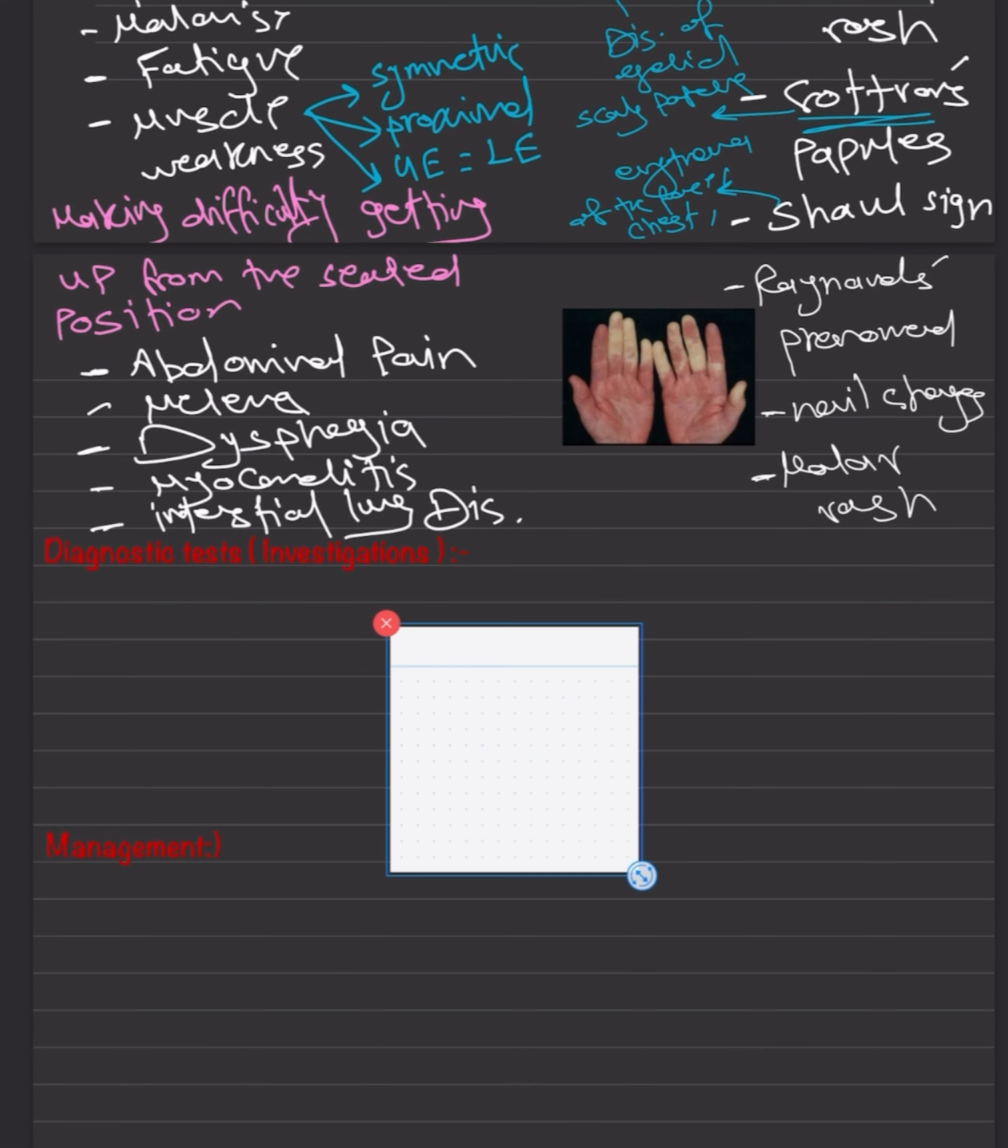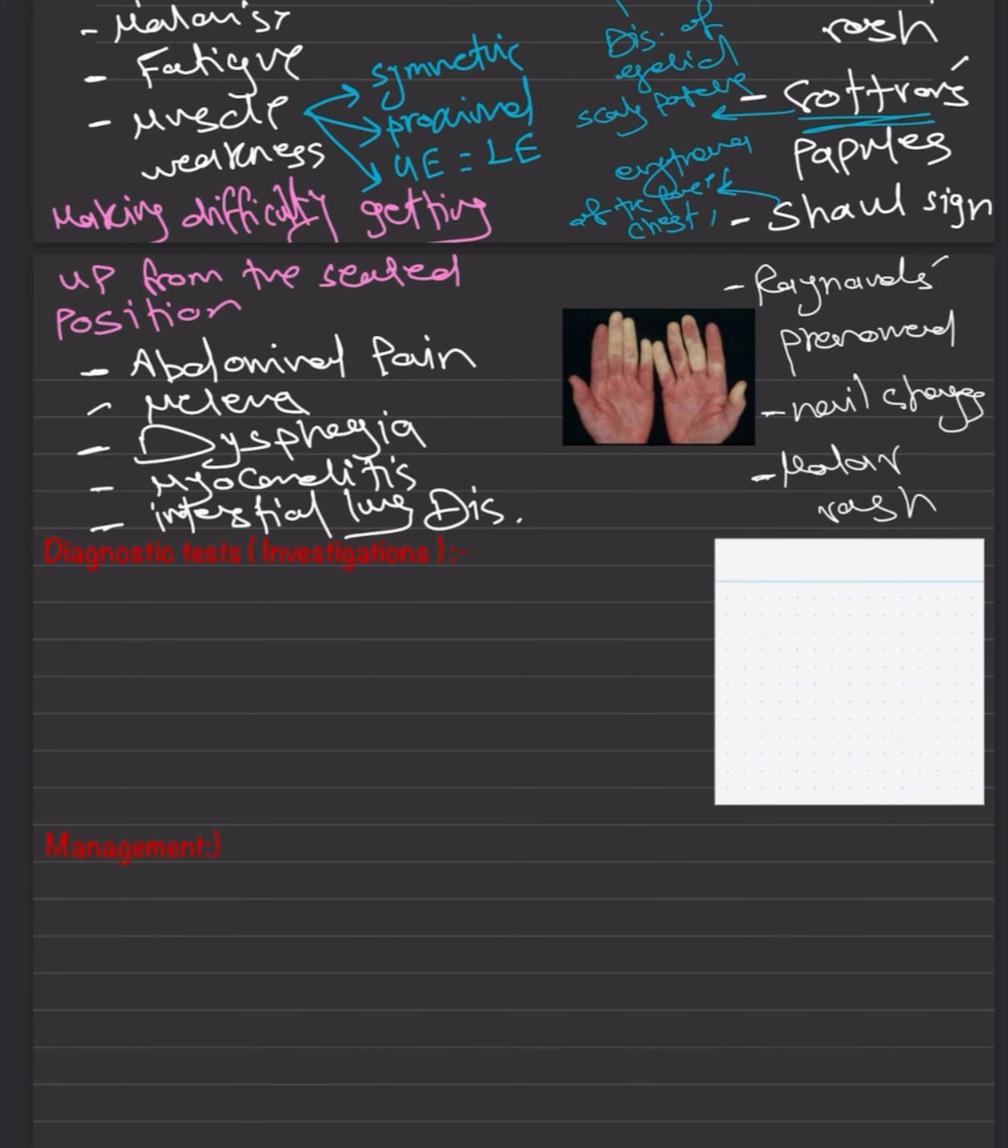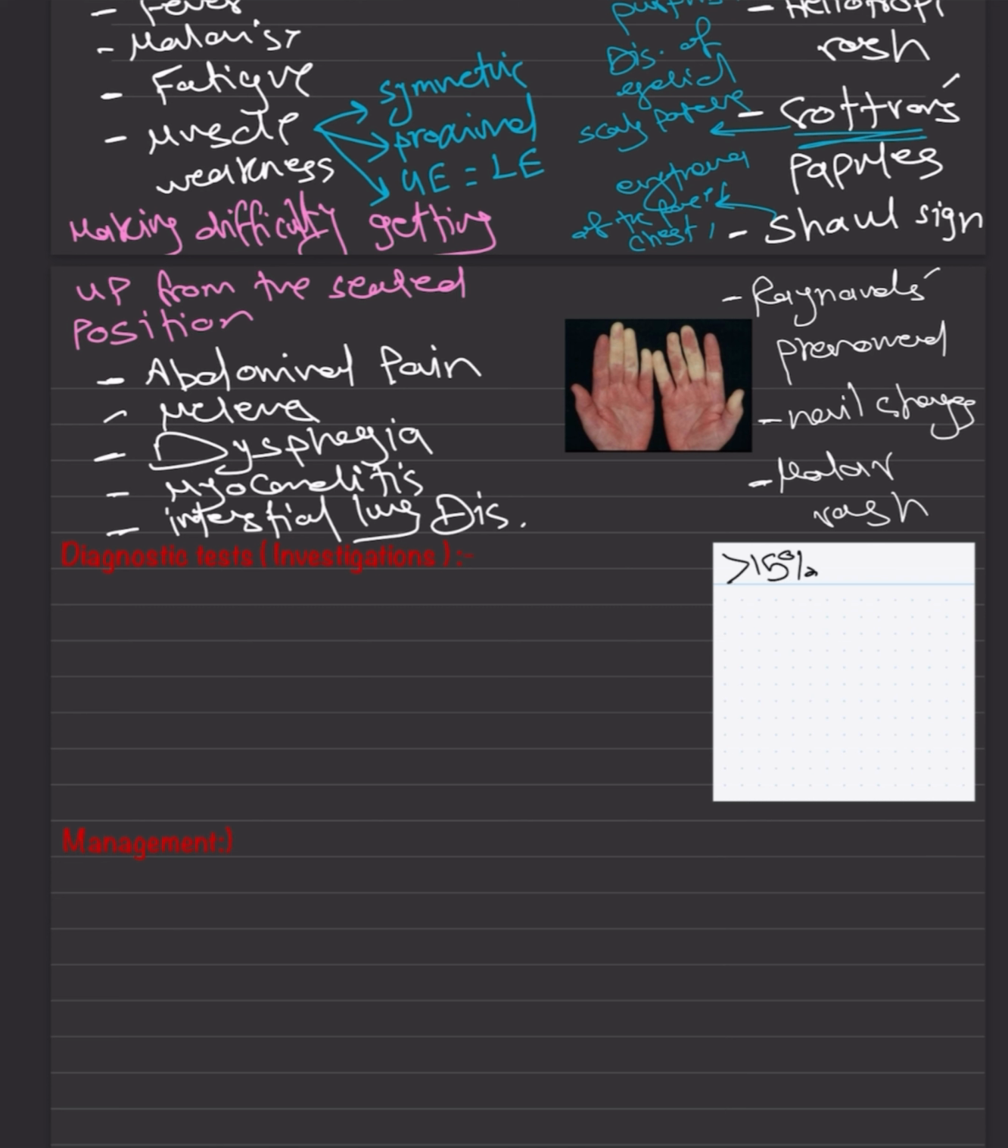And the most important thing to be mentioned is that in over 15% of cases, dermatomyositis is a paraneoplastic syndrome of malignancy. And this is very important because we have to do regular age-appropriate cancer screening, okay? This is essential in these patients.